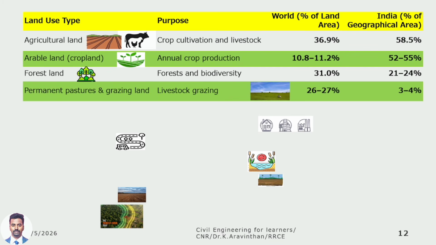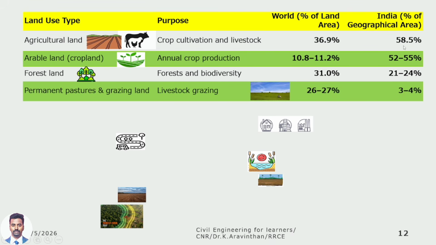Now you can understand the 100% of the land in this tabular column. Out of 100% of land, agricultural land consumes 58.5% of the geographical area, whereas in the world it is 36.9% only. What is the purpose of agricultural land? For cultivation and for livestock. So without agricultural land, the livestock, the domestic animals, cannot be sustained. Arable land, which is croppable, India has around 52.55%. In the globe, apart from India, there is a very small amount of arable land around the world, 10.8 to 11.2% only. But when you compare forest, globally there is a healthy forest state. When you compare with India, 31% is the world's forest area, and in India 21 to 24% only.